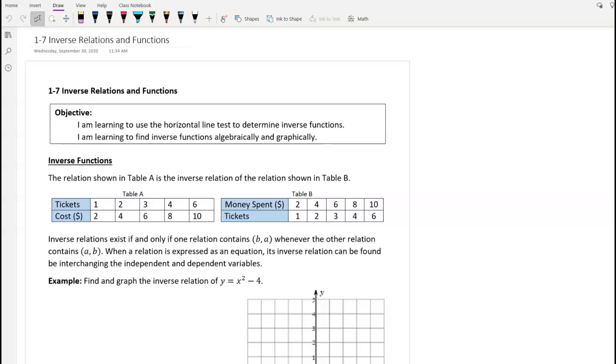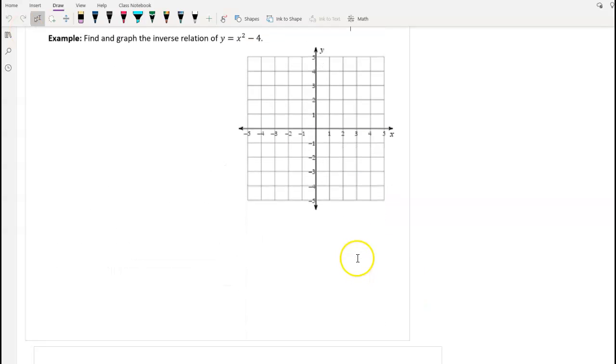Inverse relations exist if and only if one relation contains (b, a) whenever the other relation contains (a, b). When a relation is expressed as an equation, its inverse relation can be found by interchanging the independent and dependent variables. So let's take a look at an example. It says, find and graph the inverse relation of y equals x squared minus 4. We're going to do this both graphically and algebraically. So let's start off graphically.